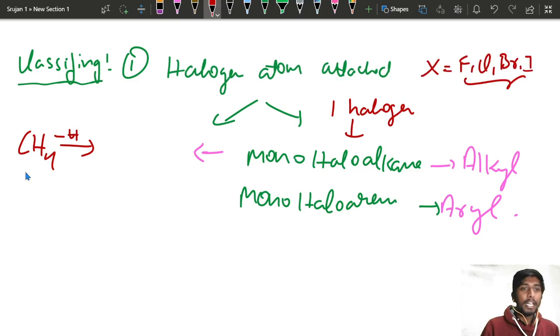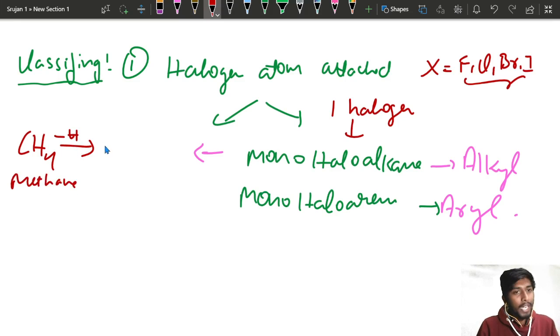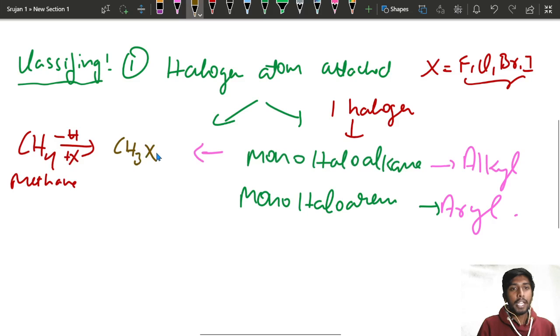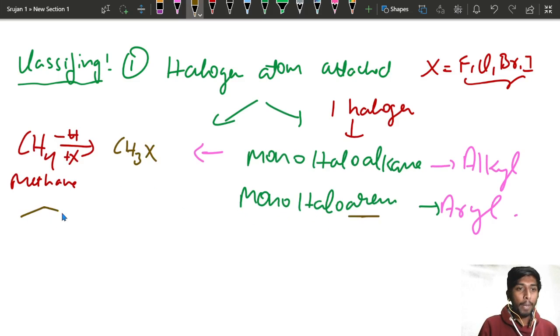So you take a methane first, replace one hydrogen atom with a chlorine atom, or I'll replace it with an X. Then it gives you generally CH3X. And if you talk about the haloarenes, just take any aromatic group.